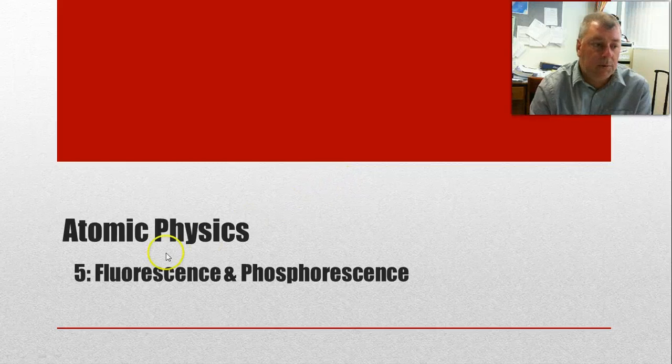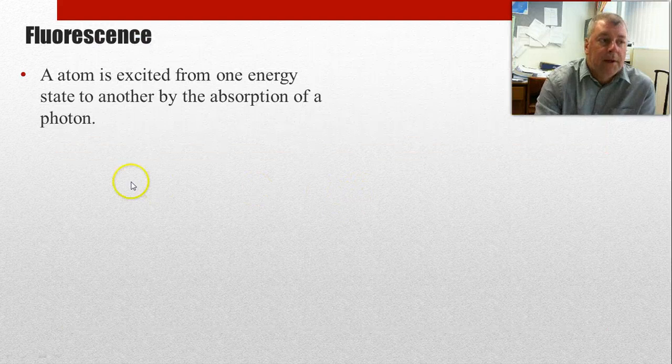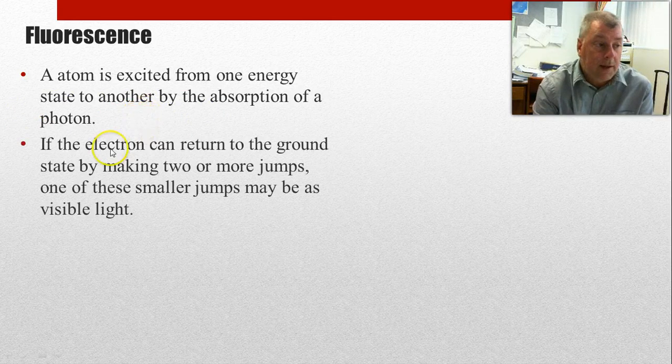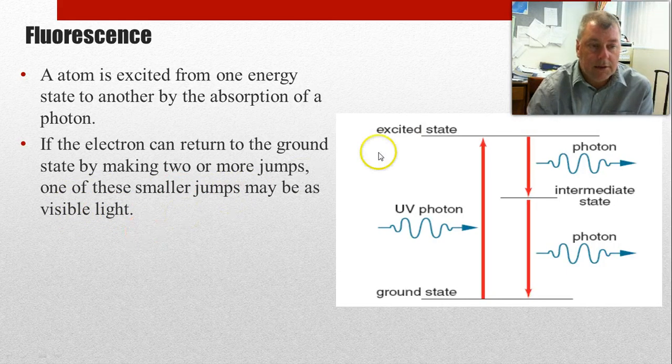Okie dokie, let's learn about fluorescence and phosphorescence. Fluorescence. Now, an atom is excited from one energy state to another by the absorption of a photon. We've talked about how to get atoms excited previously. Now, if this photon happens to be an ultraviolet photon, what can happen is if the electron can return to the ground state by making two or more jumps, one of these smaller jumps may be in the visible light range. And so this is what we're talking about.